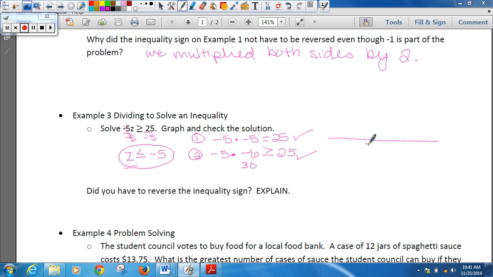We now have to graph our solution. We have the number negative 5, negative 4, negative 3, negative 6, negative 7 on the other end. It has an equal to part, so it's going to be a solid dot. It's less than, so it's going to go to the left. Did you have to reverse the inequality sign? Yes. We divided by negative 5.